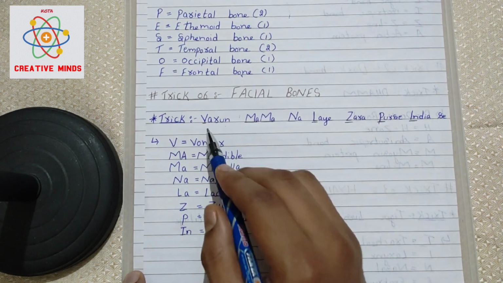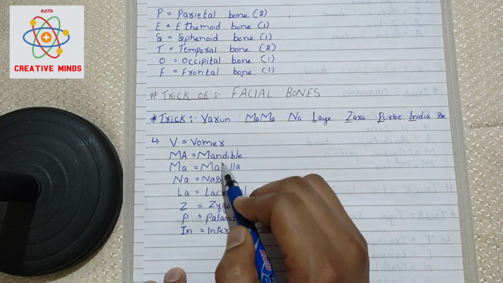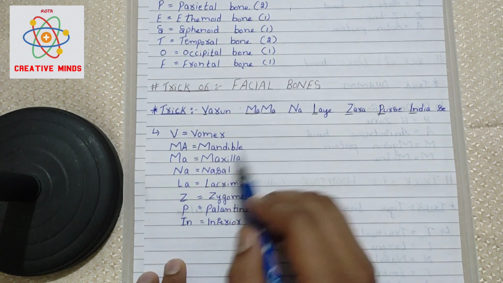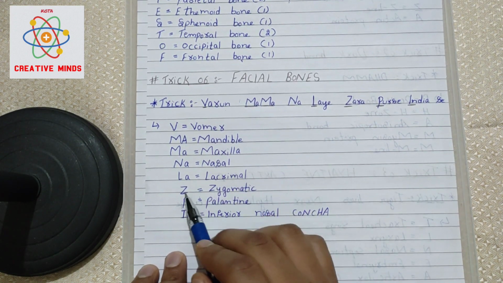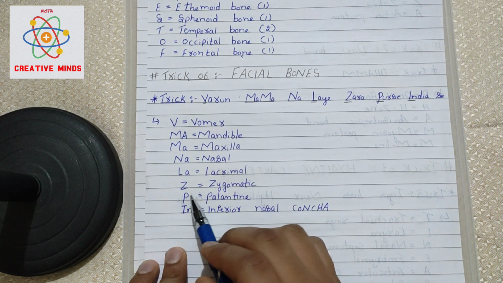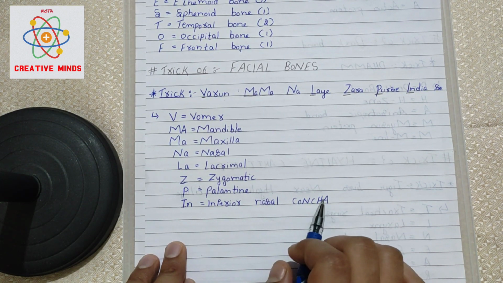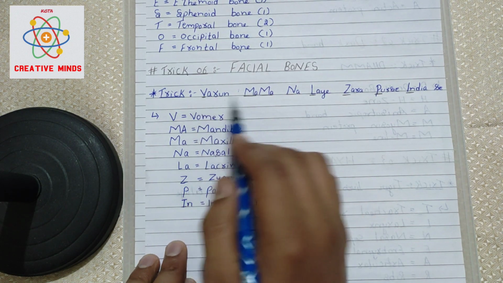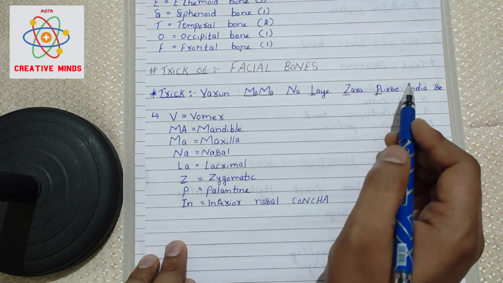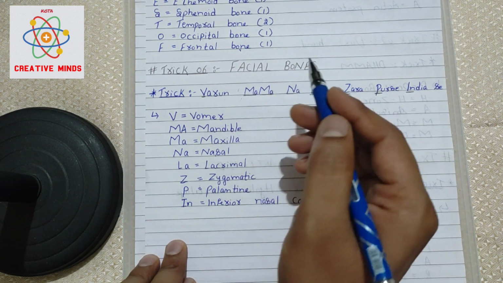So just focus on the initial words. From Varun: V, O mer, vomer. Ma, M-A, mandible, another Ma, maxilla, N-A, nasal, then L-A, lacrimal, Z, zygomatic, P, palatine, I-N, inferior nasal concha. Very simple, right? Just remember this very simple sentence, Varun Mama na laye Zara purse India se. If you remember this sentence, then you can easily recall the facial bones.